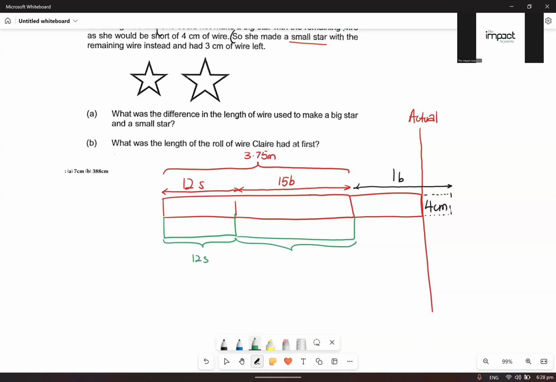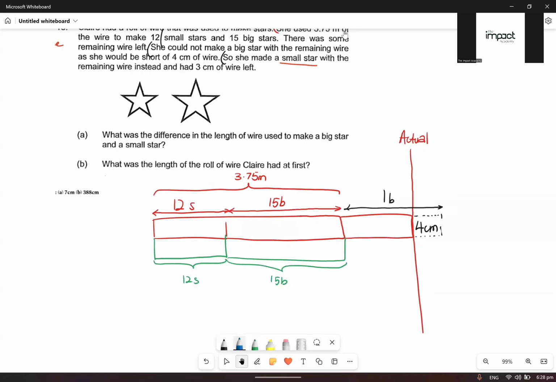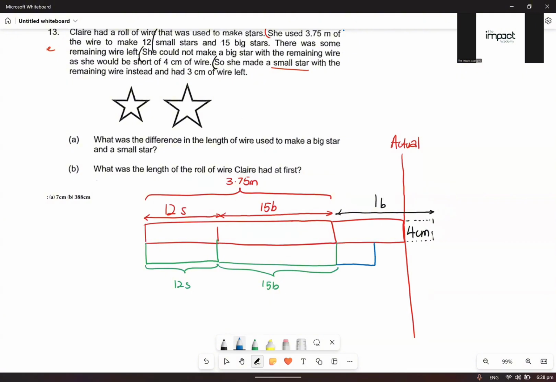But now she has decided, no big, never mind. I make a small one. Huh? I still have 3 cm left. How good is that? That's great, right?